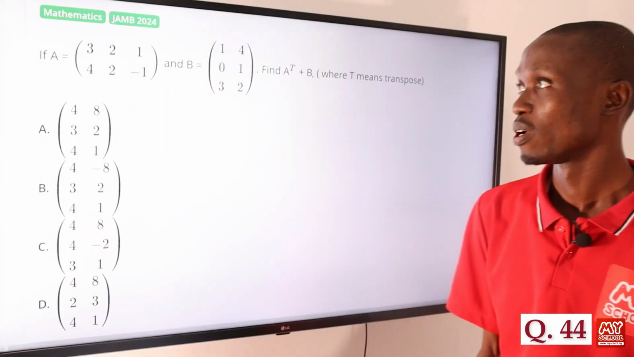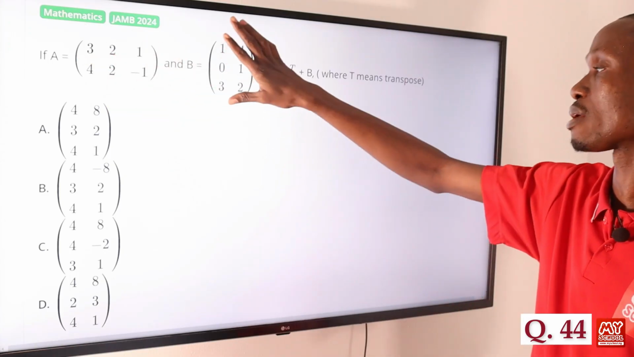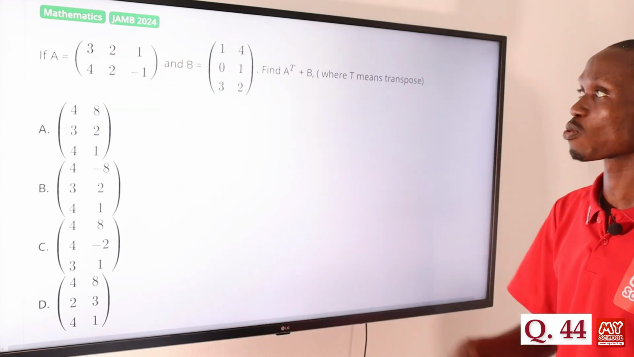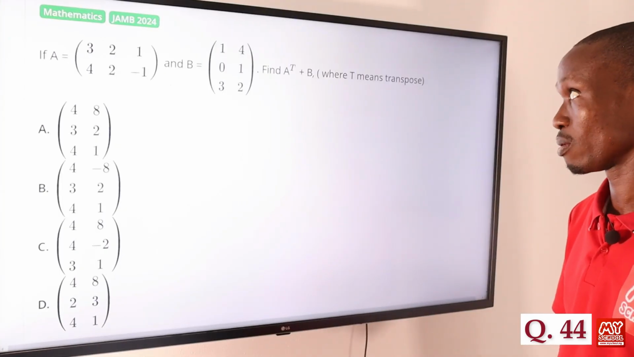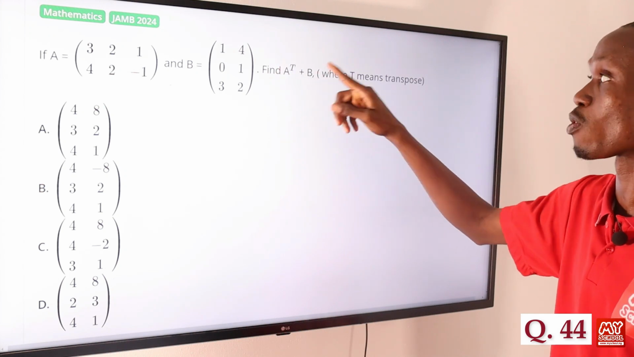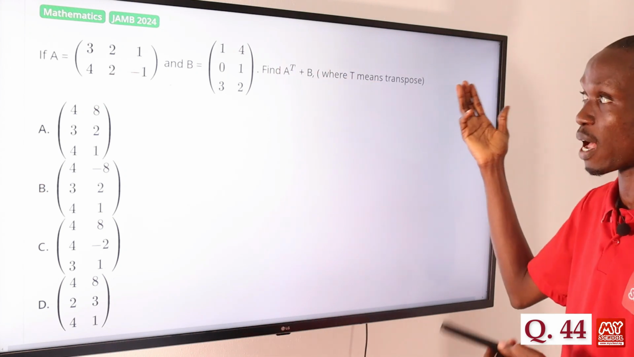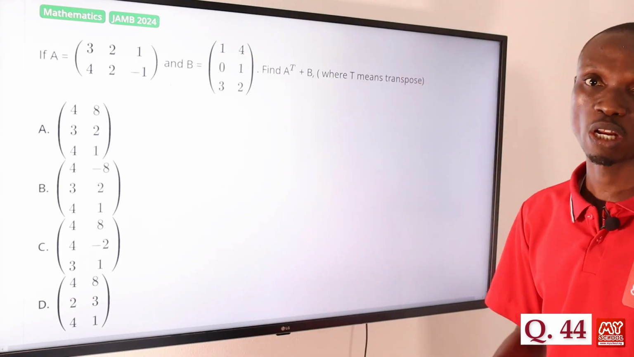Question 44. Matrix A has this element and B has this element, right? We are asked to find the transpose of A plus B. So where A raised to power T, we are asked to find A raised to power T plus B, where T means transpose. So we are asked to find the transpose of matrix A, plus B. Okay, so let's move over to the board to provide an answer to this question.